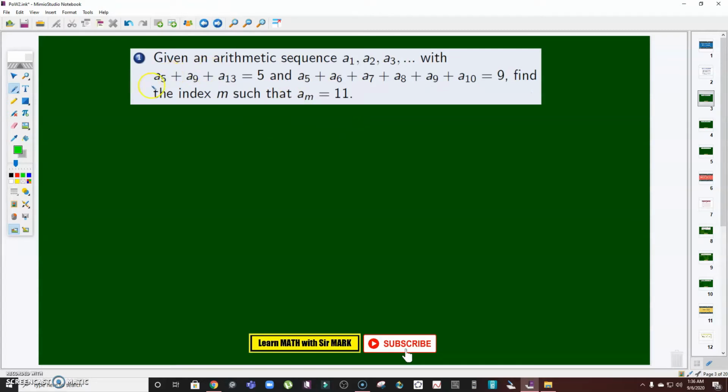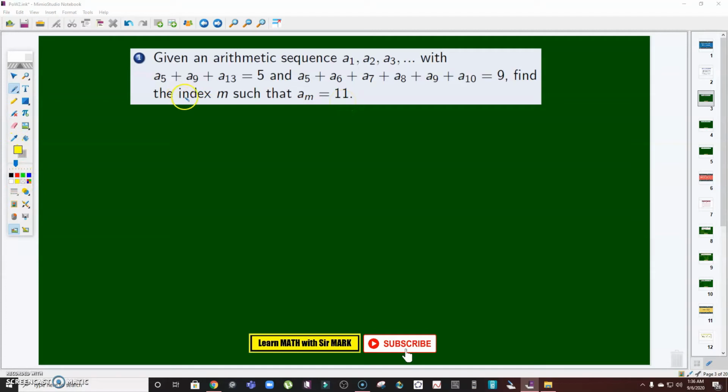Here it says: given an arithmetic sequence a sub 1, a sub 2, a sub 3, and so on, with the sum of the 5th, the 9th, and the 13th term equal to 5, and the sum of the 5th term, 6th term, up to 10th term equal to 9, find the index m such that a sub m equals 11.